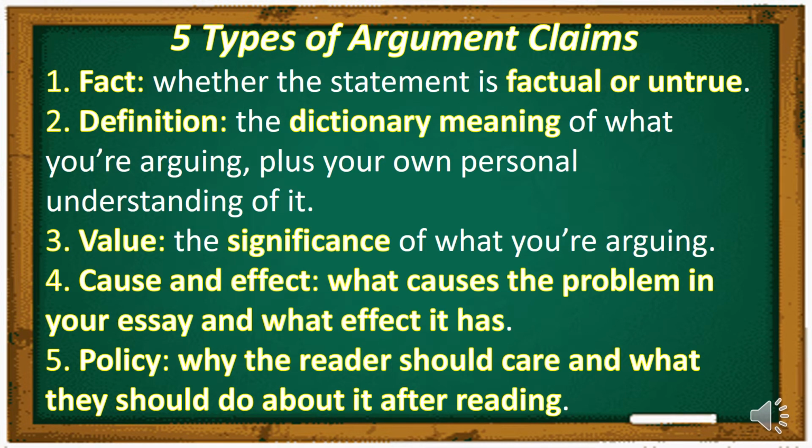The next topic would be the 5 types of argument claims. Number 1, facts. Whether the statement is factual or untrue. Number 2, definition. The dictionary meaning of what you are arguing plus your own personal understanding of it. Number 3, value. The significance of what you are arguing. Number 4, cause and effect. What causes the problem in your essay and what effect it has. And lastly is the policy. Why the reader should care and what they should do about it after reading.